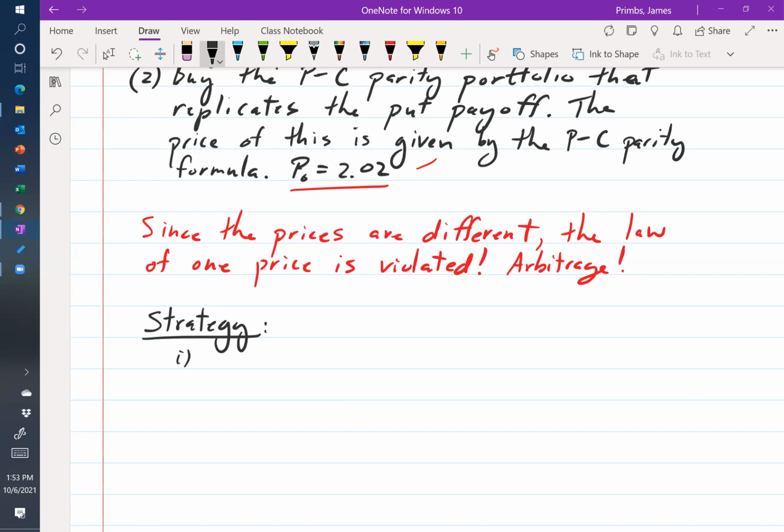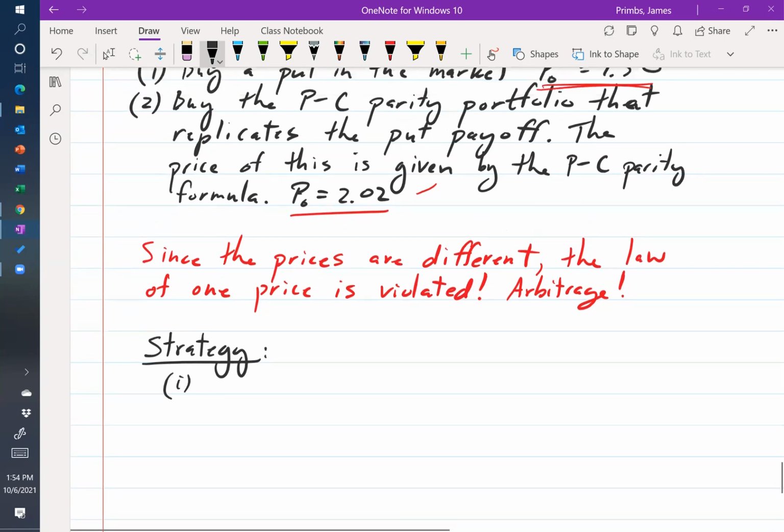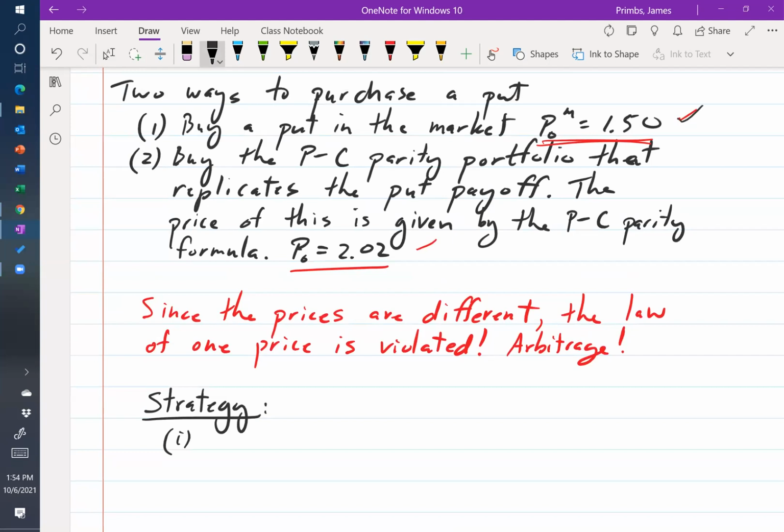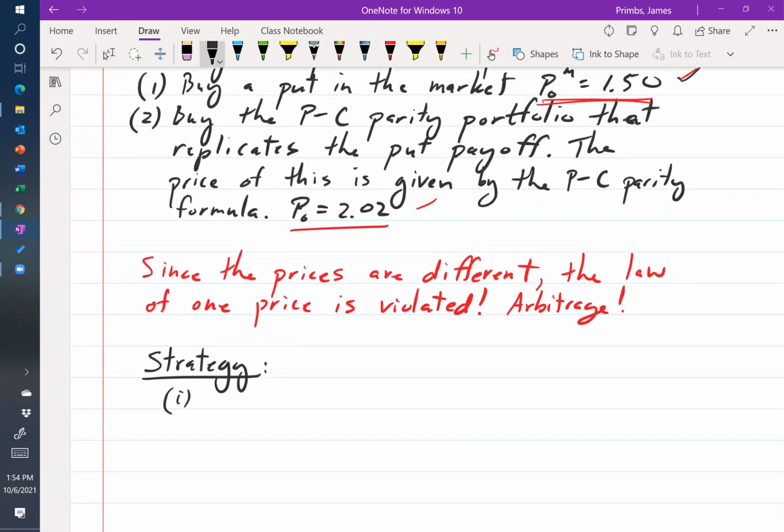All right. What's always our approach to arbitrage? Buy what's cheap, sell what's expensive. Okay. Buy whatever is cheap. So if I look here, what is cheap? The put in the market, the put at the $1.50. So again, always think, buy what is cheap. Okay. And what is this? This is the put in the market.